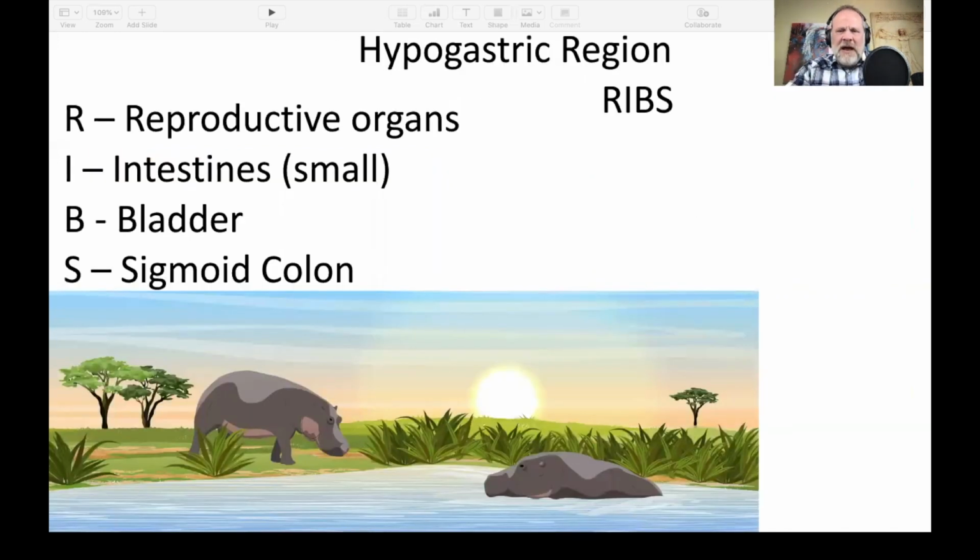It's the hippos, right? On this, I just want you to imagine one thing. You're looking at those hippos and you're seeing their ribs. Their ribs are so obvious. Well, ribs stand for reproductive organs, intestines, bladder, and sigmoid colon. On the hippopotamuses, their ribs are so obvious. The hypogastric region, reproductive organs, intestines, bladder, and sigmoid colon.